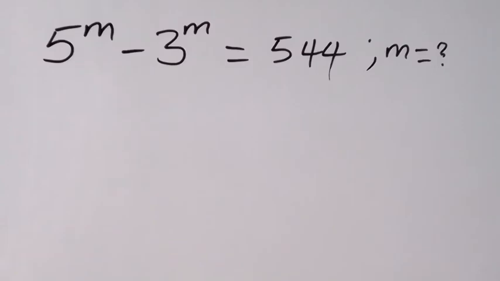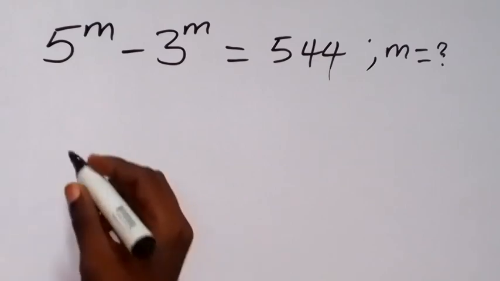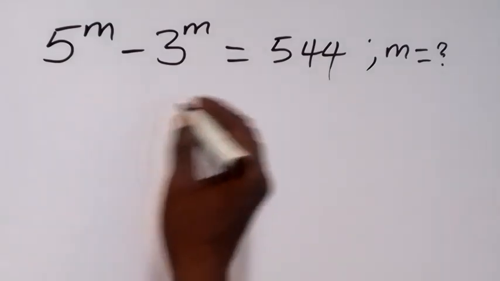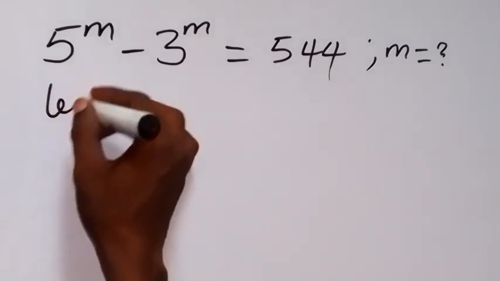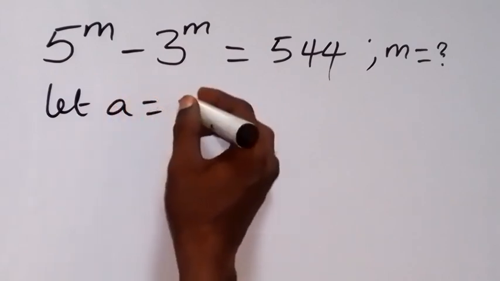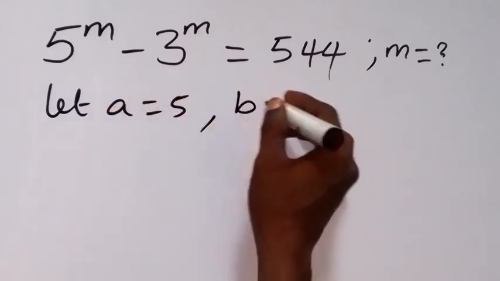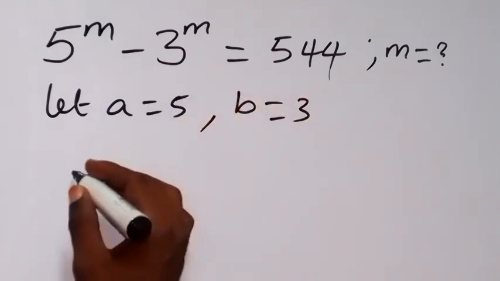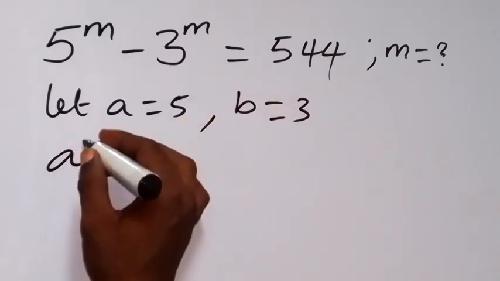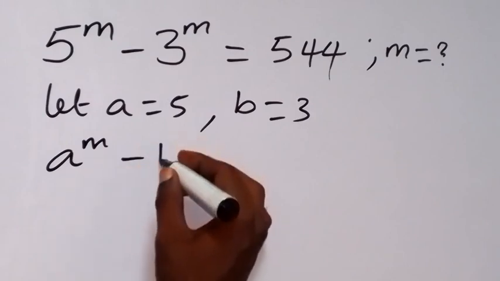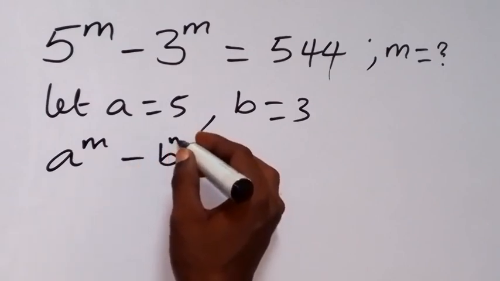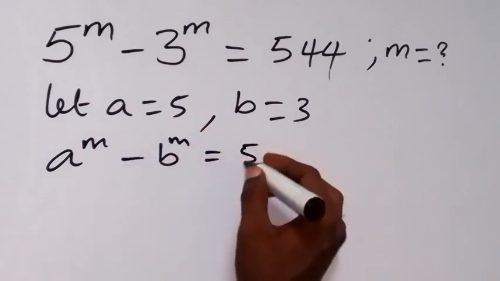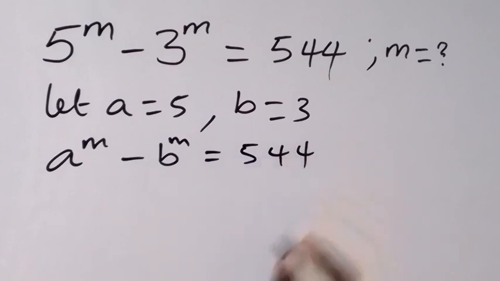In this class, we want to find the value of m, and let's represent 5 and 3 with letters. Let a be equal to 5, b be equal to 3, such that we write this again as a raised to power m minus b raised to power m equals 544.